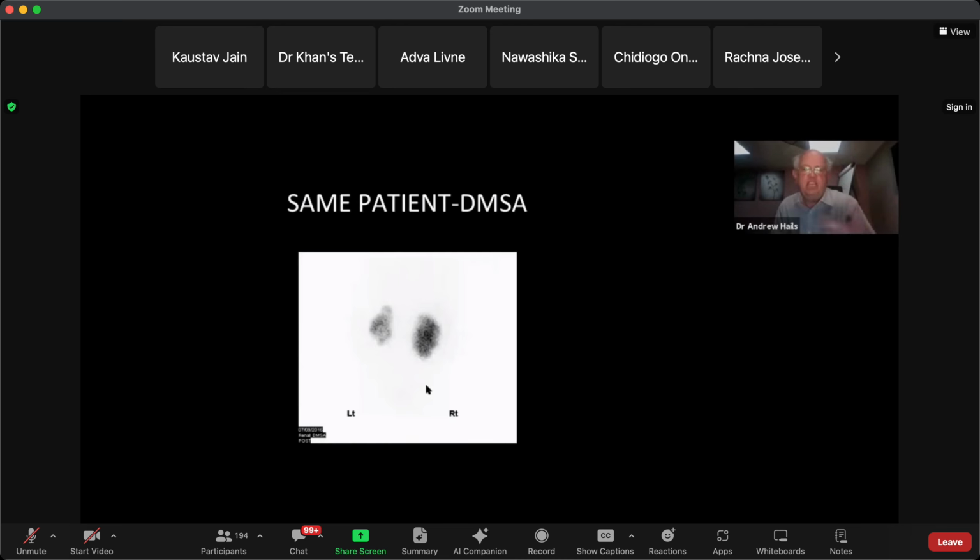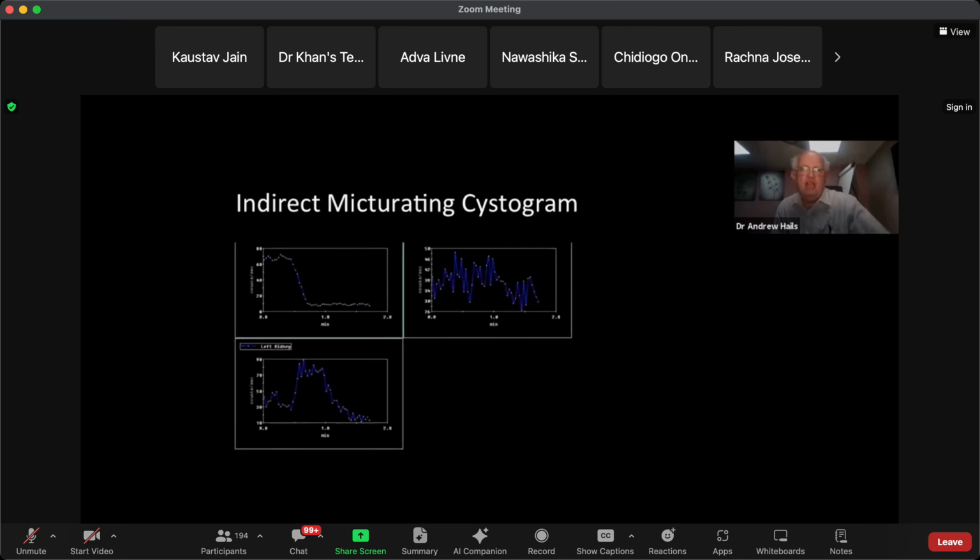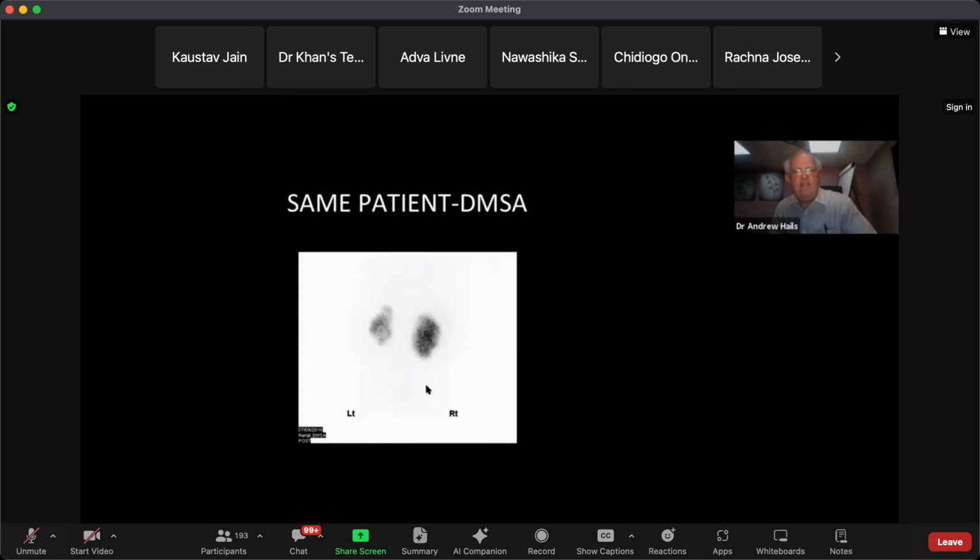This was genuinely the same patient. So there was reflux on the left side. So do a DMSA scan, and the left kidney is relatively small and scarred.